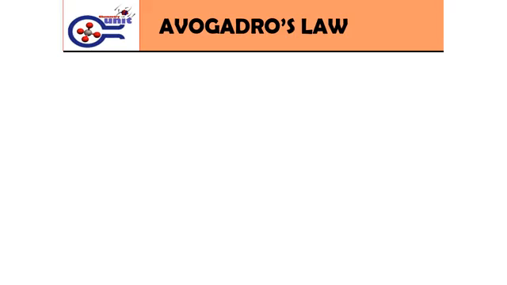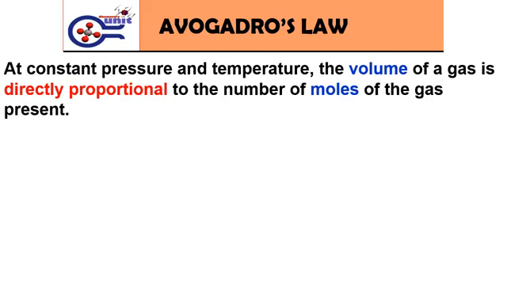Okay, the next gas law, which is Avogadro's law. Avogadro's law states that at constant pressure and temperature, the volume of a gas is directly proportional to the number of moles of the gas present. So from this statement, we can write the relationship: volume is directly proportional to the number of moles of gas at constant pressure and temperature.